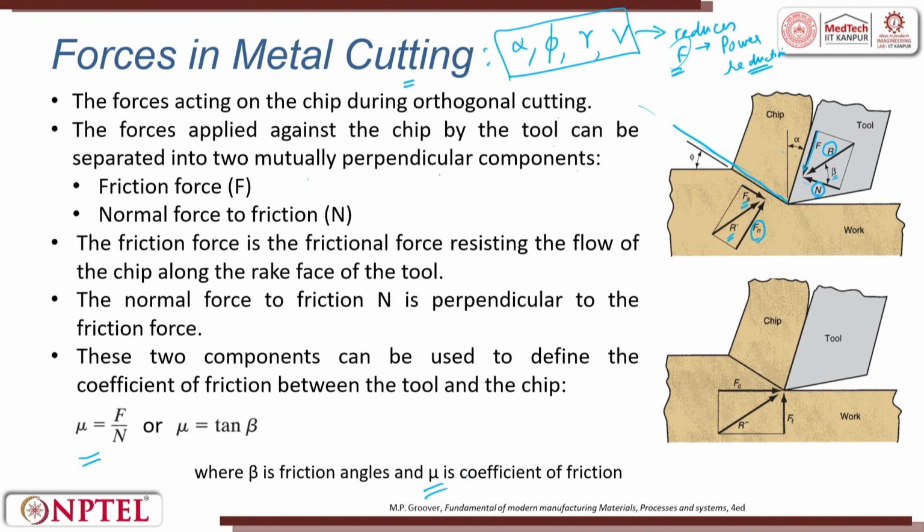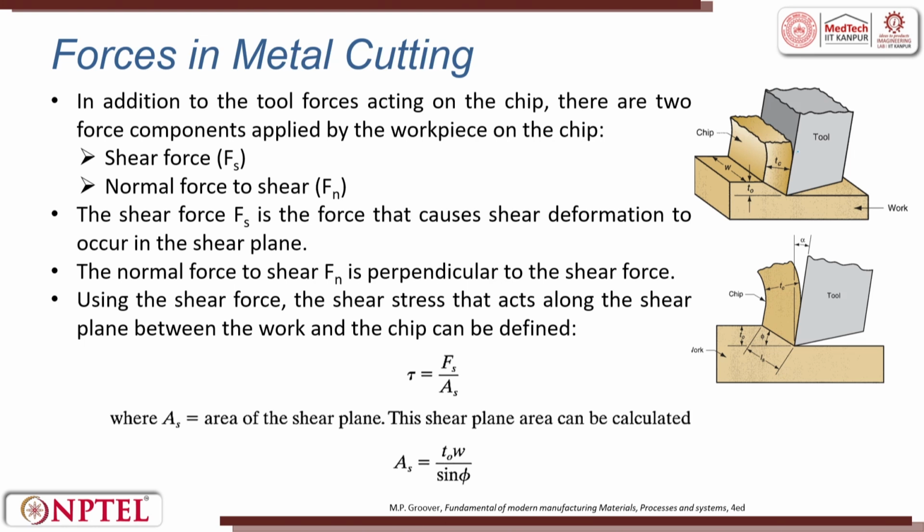So, now I can try to find out the friction which is coming here. In addition to the two forces acting on the chip, there are two more components applied by the workpiece on the chip, which are Fs and Fn: the shear force and the force normal to the shear force. The shear force Fs is the force that causes shear deformation to occur along the shear plane, and normal to that is Fn.